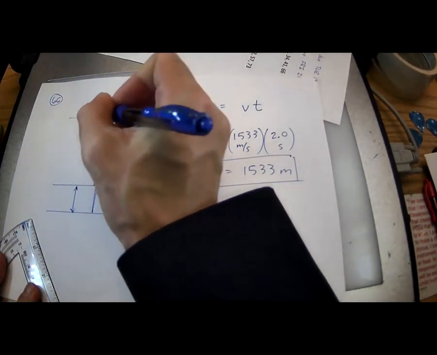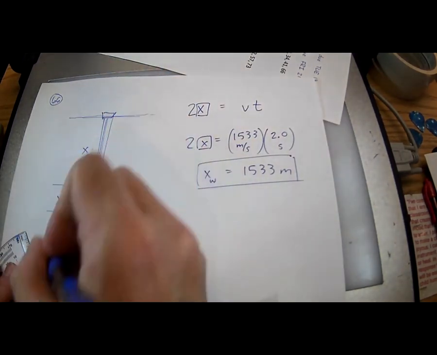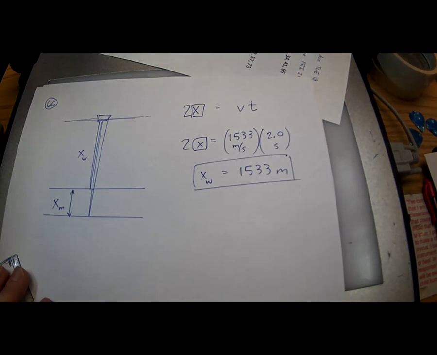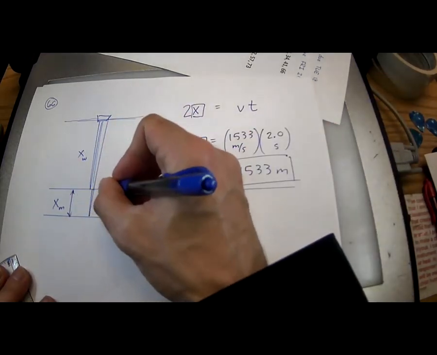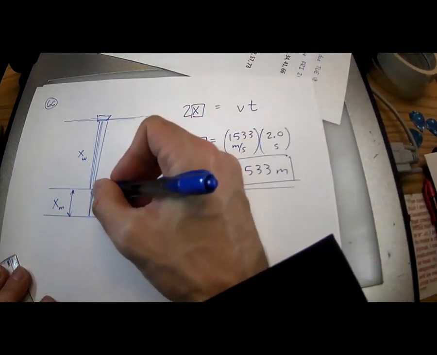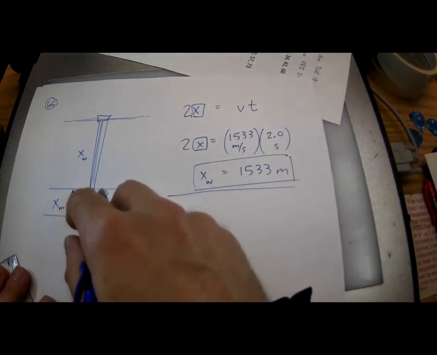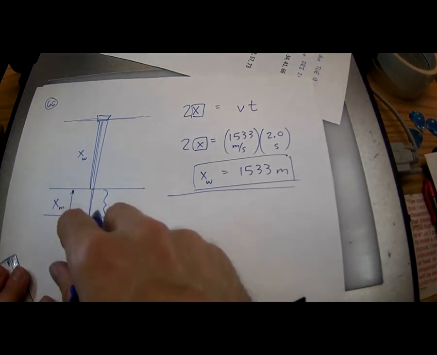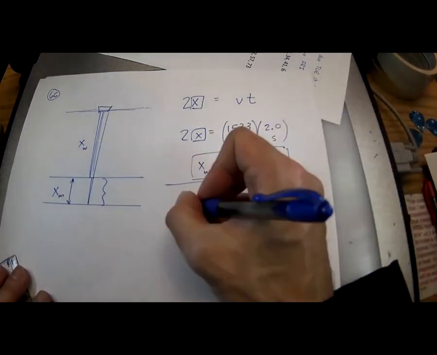Maybe this is x sub W, and then this could be x sub M, for the mud. How deep is that mud layer? Maybe I could just look at this part right here, because that reflects. So there's some distance we're solving for, there's some speed through the mud which was given, and there's some time associated with that reflection. And that's the first part we're going to have to deal with.